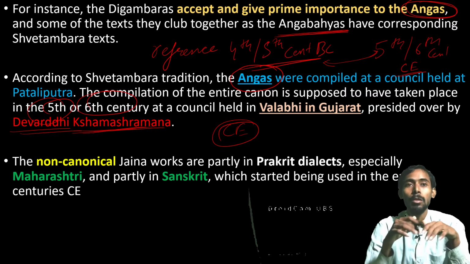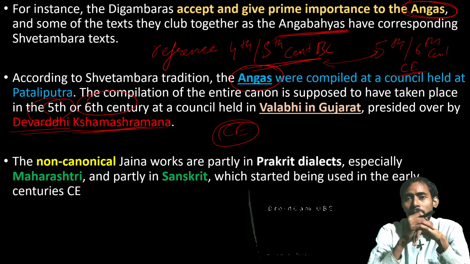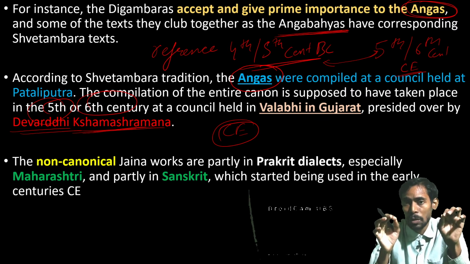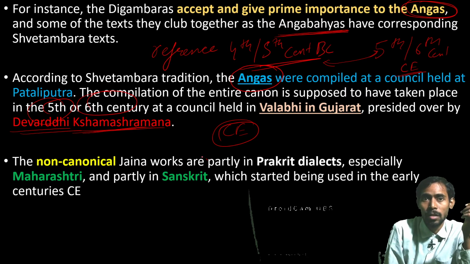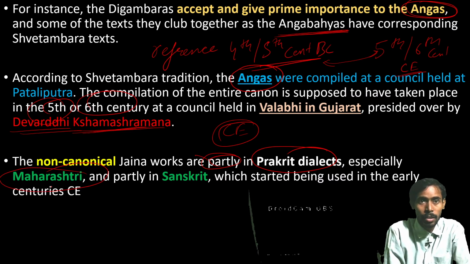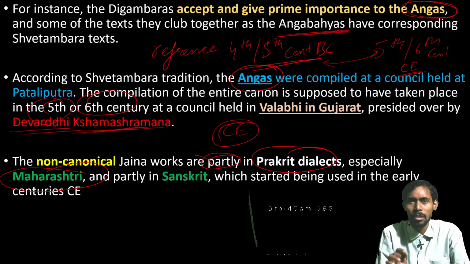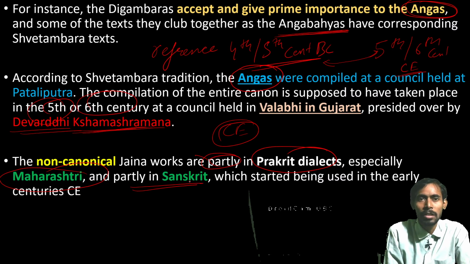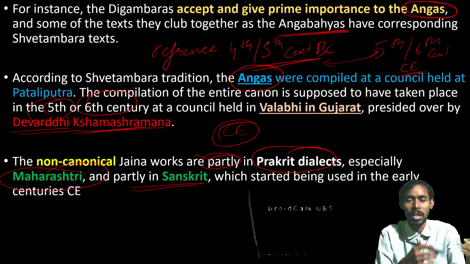Now we are coming to the non-canonical works. In the non-canonical, you will find that no one particular language is used. Partially the Prakrit dialect has been used, especially Maharashtri several times, and hardly any Sanskrit. Sanskrit is also there, but it's a mix-up: along with Sanskrit they were using another language too, like Prakrit and Sanskrit, or Maharashtri and Sanskrit, Prakrit and Maharashtri.